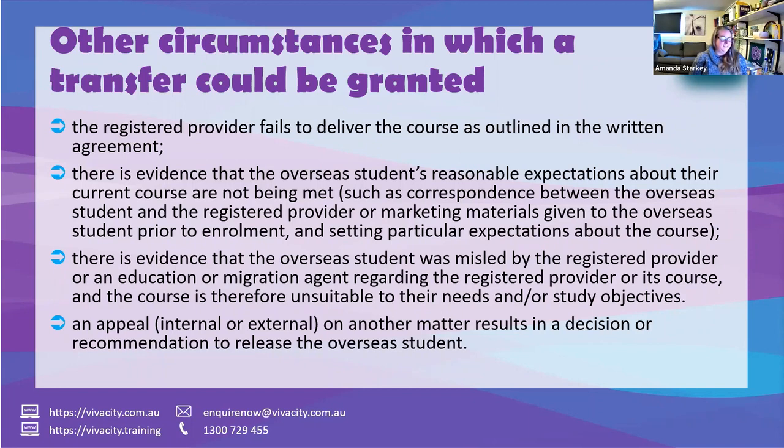An appeal, internal or external, on other matters results in a decision or recommendation to release the overseas student. So that might be through the overseas student ombudsman. There might have been some form of dispute and it's been agreed by all parties that to settle the matter, we'll issue a letter of release and the student can transfer to another RTO.